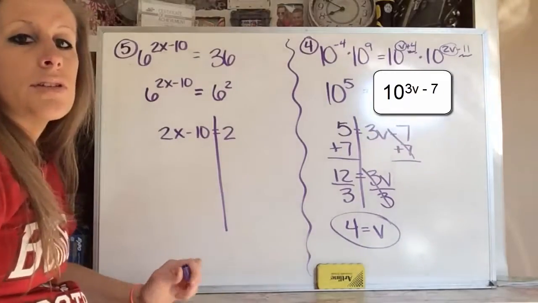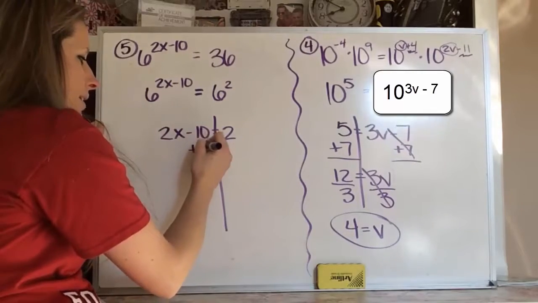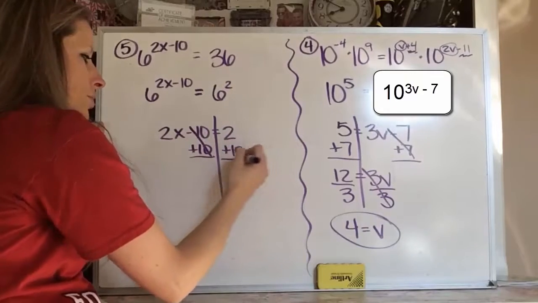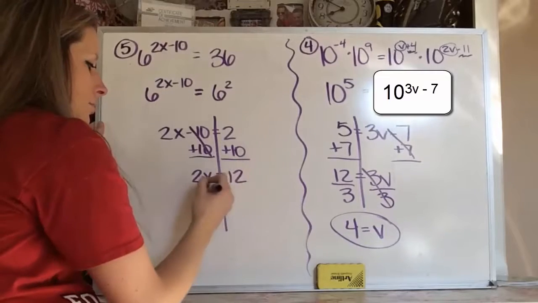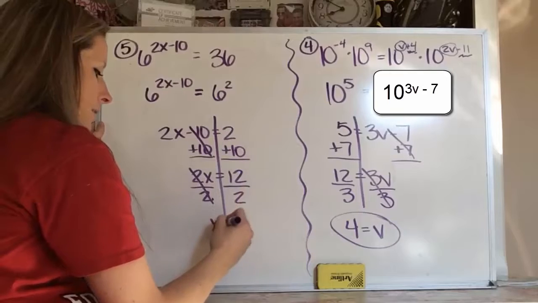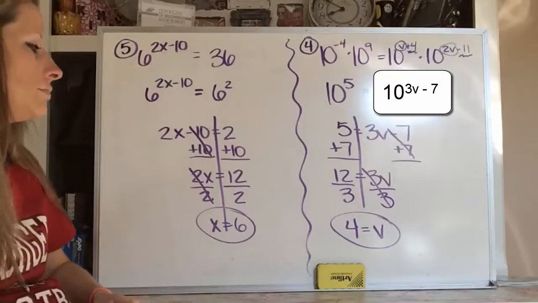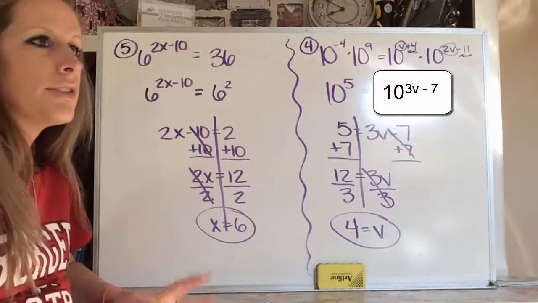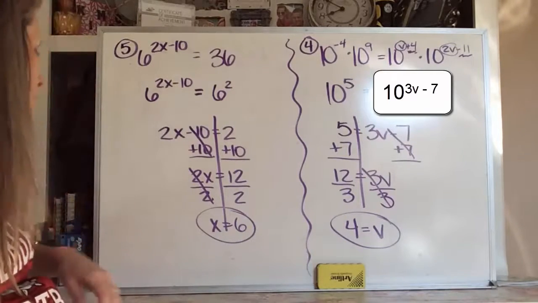Okay, now I'm going to solve for x. So save the x for last. I'm going to add 10 to get my x by itself. I'm going to move the 10 to the other side. So 2x equals 12. Divide both sides by 2, and x equals 6. So you're just trying to get the same base on both sides. Whatever you have to do to do that, that's what you need to do.